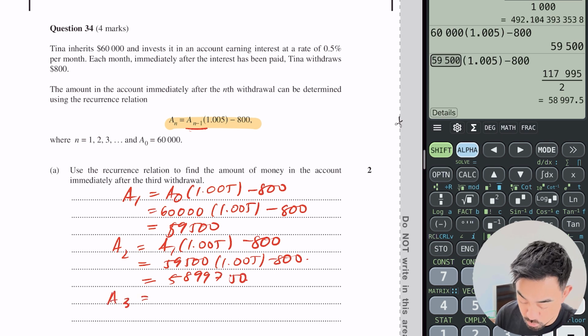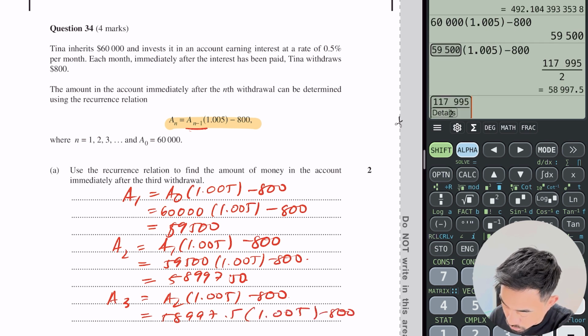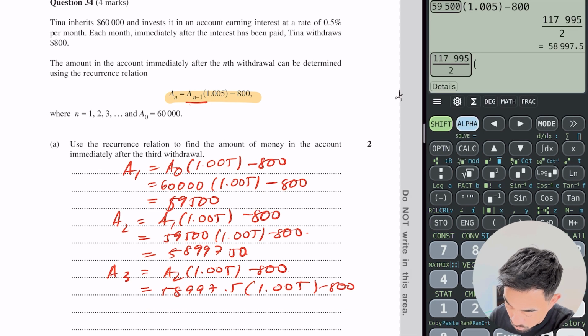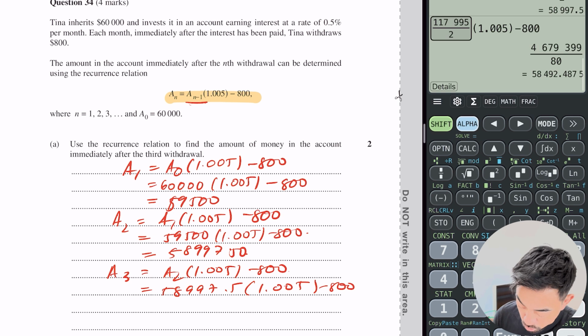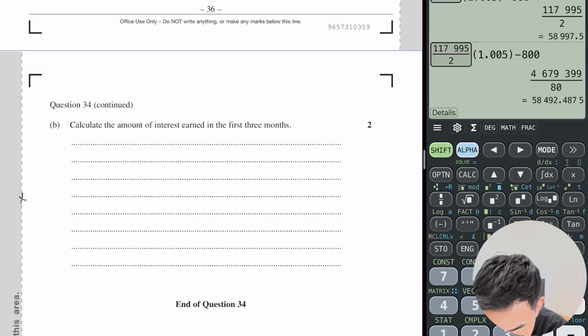Now we just repeat. So this will be A2 times 1.005 minus 800. And we know that A2 is 58,997.5, which we just found. So immediately after the third withdrawal, she should still have $58,492.49.